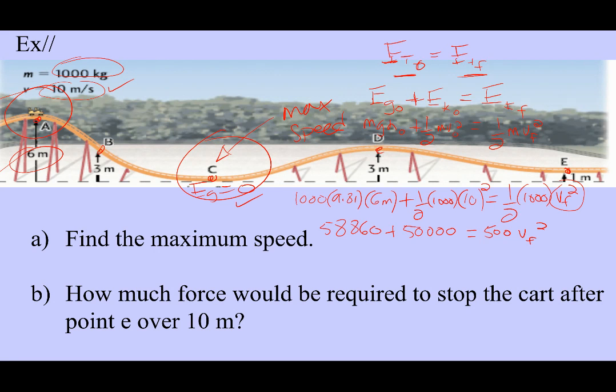So on the left side, I've got my 58,860 plus 50,000. And it makes 108,860 equals 500 V final squared. I'm going to divide by 500, and then I'm going to square root it to figure out what V is, and it gives me 14.8. My final velocity is equal to 14.8. This is a good time for you to pause this and make sure you can punch that in and get the same answer.